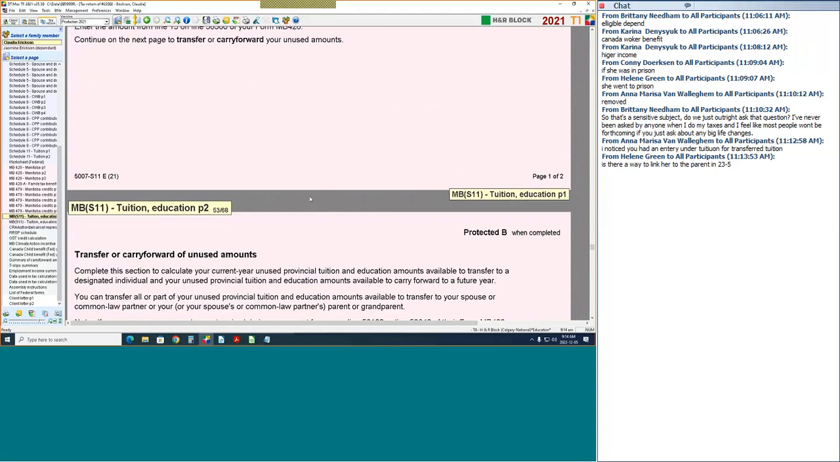And I have changed the number. There's a reason that I have changed that number. I'm going to change it back in a minute, but it should be 5,000.